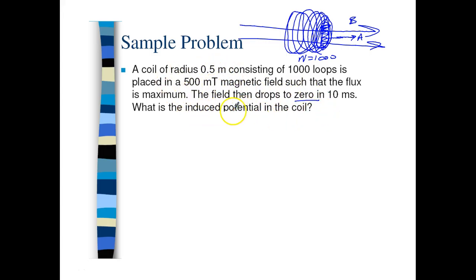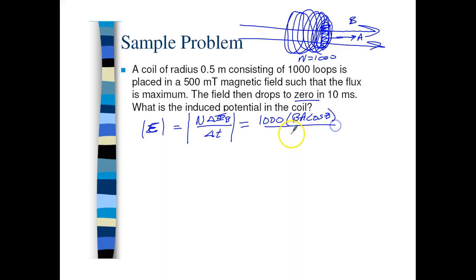They want to know what is the induced potential in the coil. So how much voltage does it actually produce? To do that, we're going to say that the absolute value of the potential, so this is supposed to be EMF here, is equal to N times the change in the flux all over the change in time. Remember we said earlier that this is actually BA cosine of the angle. So let's put in our number N. This will be 1,000. Now we're going to do the change in flux, so that's B times A times the cosine of the angle, and we're going to take all that and divide it by time.